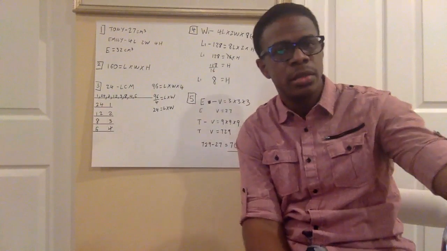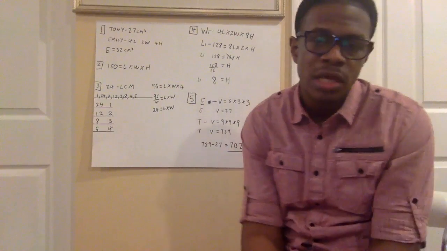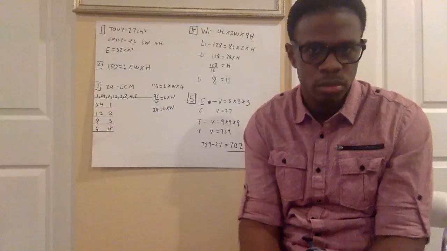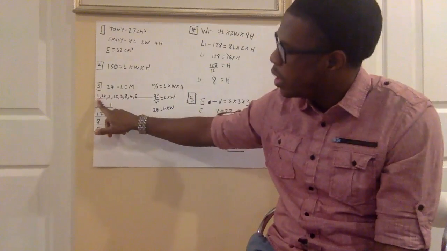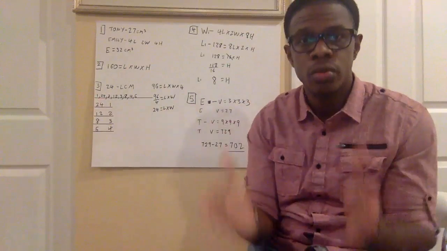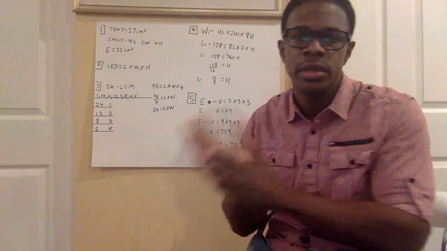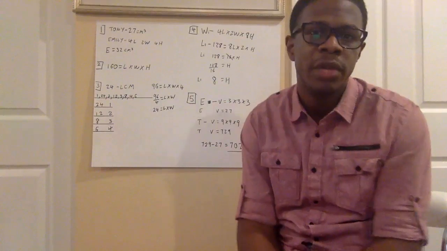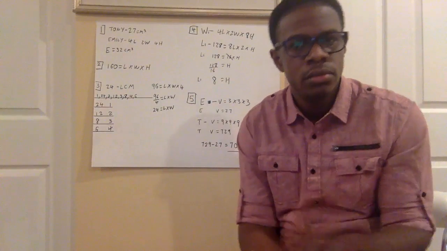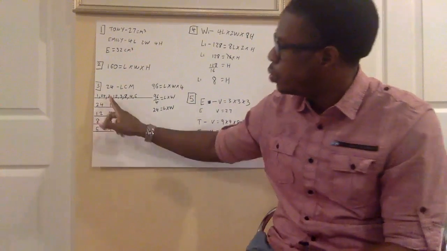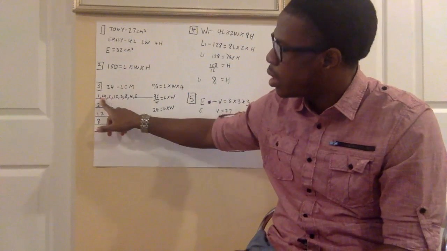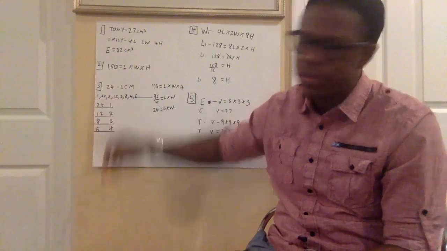So I like to start at the bottom, which is 1. 1 times what will give us 24? 1 times 24. So we have 1 and 24. Next, 2. 2 multiplied by what gives us 24? 2 times 12. So we know 1 and 24 is a combination. 2 and 12 is a combination.